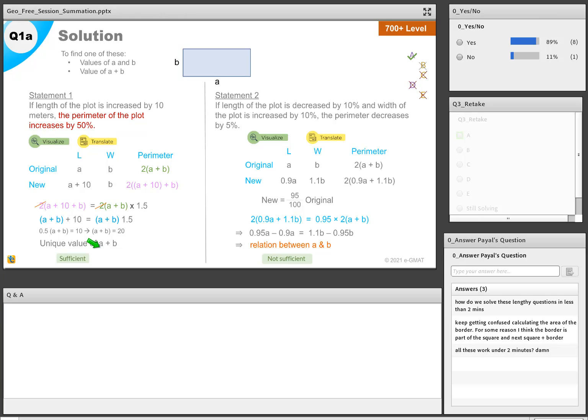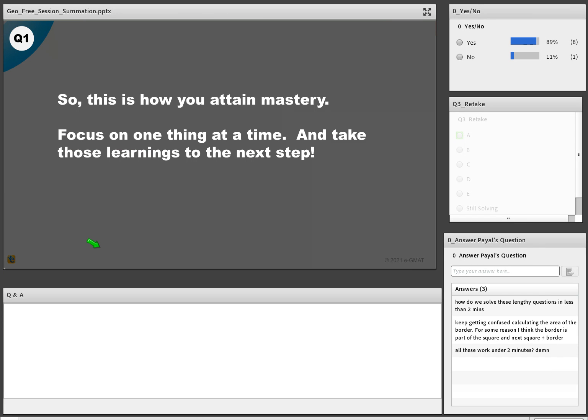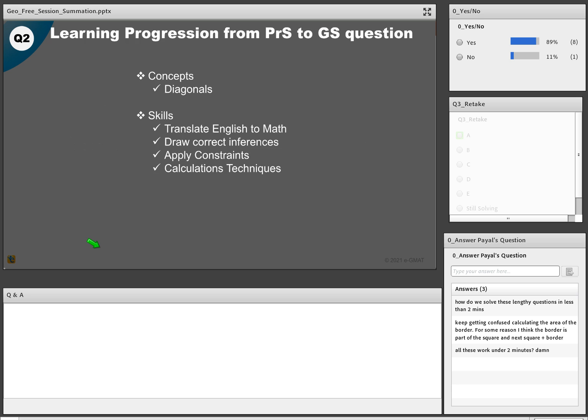Again, the key thing that I want you to understand is that in order to attain mastery, you need to focus on one thing at a time, and you need to take those learnings with you to the next step as you start to learn more and more difficult things to solve those questions. It's about breaking it down into one thing at a time, mastering that, and only then moving forward. In the second question, we had to deal with the concept of diagonals.